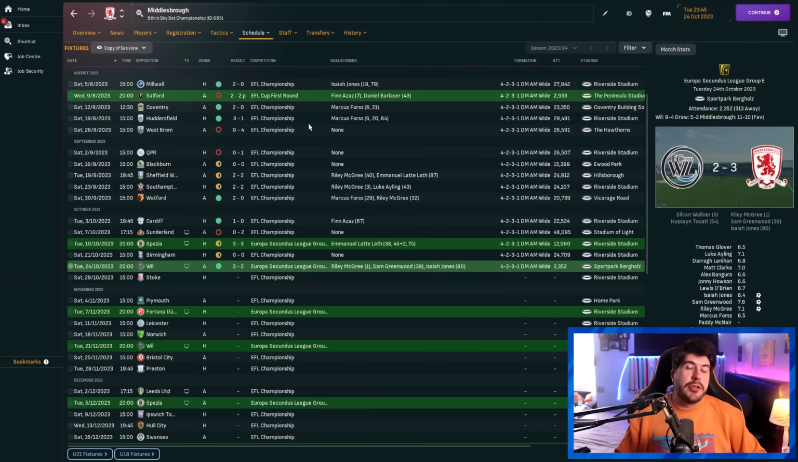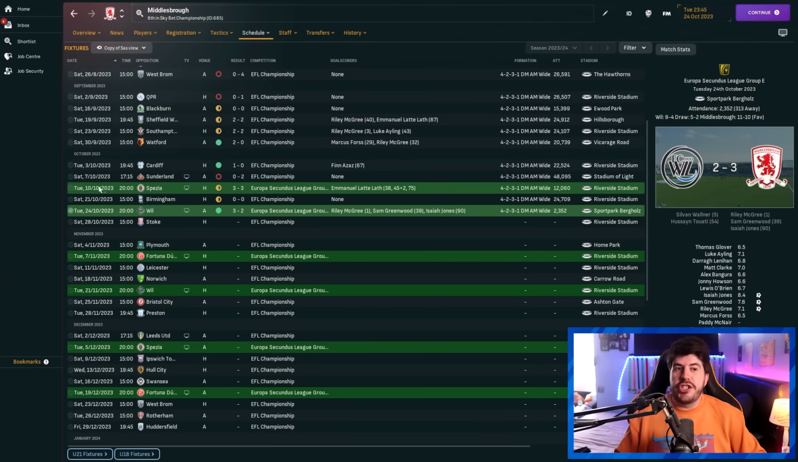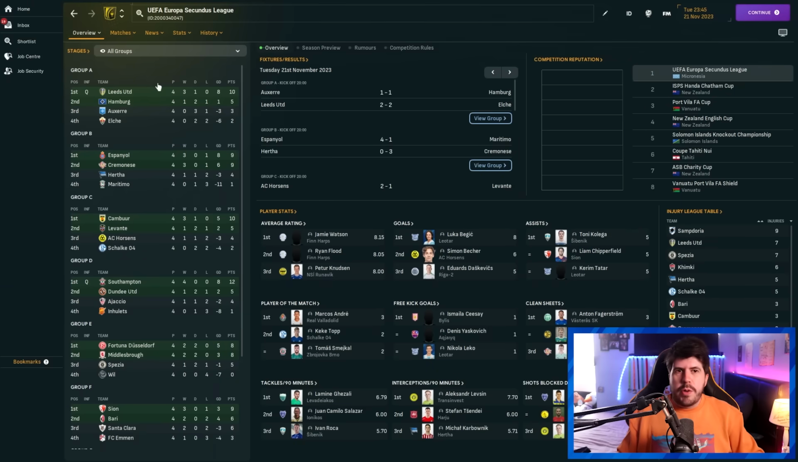Out of interest, if we just look at Middlesbrough's schedule for the Championship, you can see that the matches just slot in as if they were in a normal European competition. Now, the travelling might be expensive. Hadn't really thought that part through, but as you can see, it does still work normally with a normal database, which is just great.